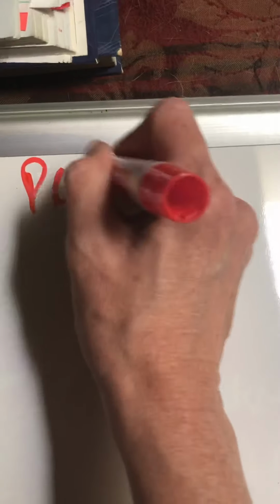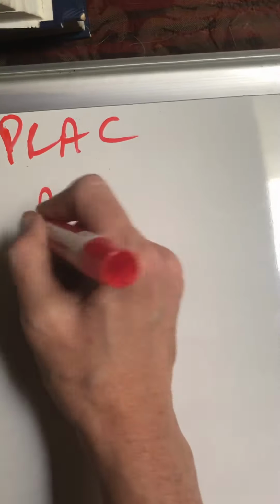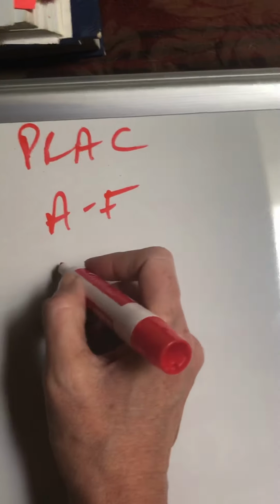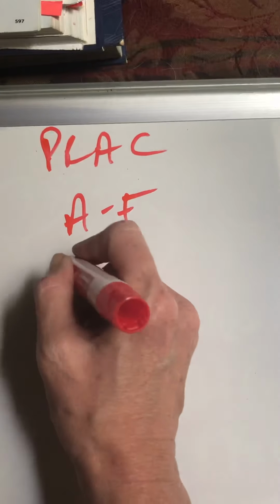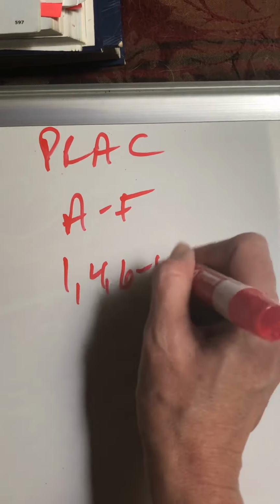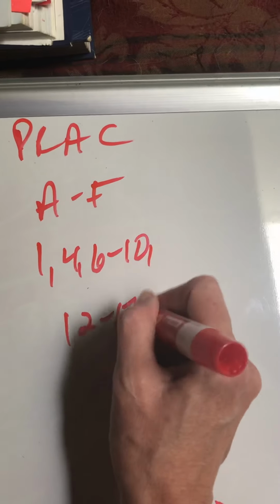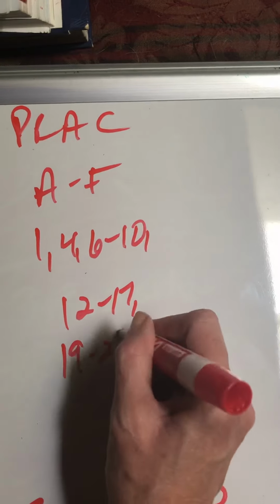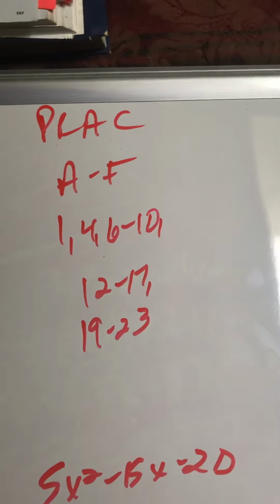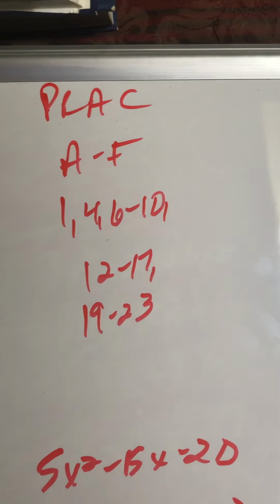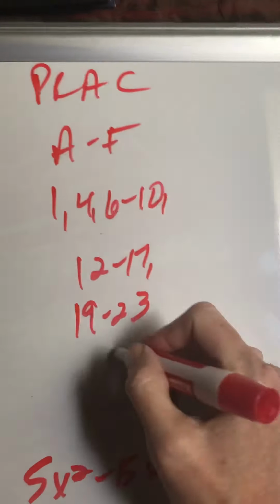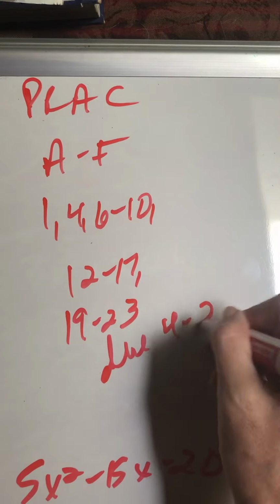Then you're going to do the practice, and you're just going to do A through F. Then on the lesson, 1 through 4, 6 through 10, 12 through 17, and 19 through 23. That's what you're doing. Again, this is due 4/27.